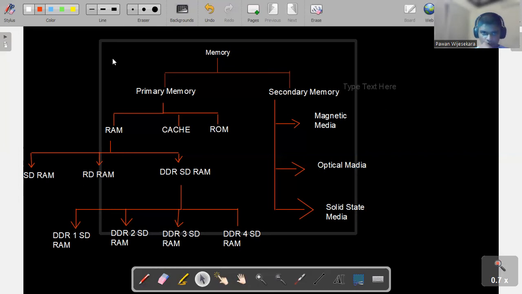What are the examples for magnetic media? What are the examples for magnetic media?